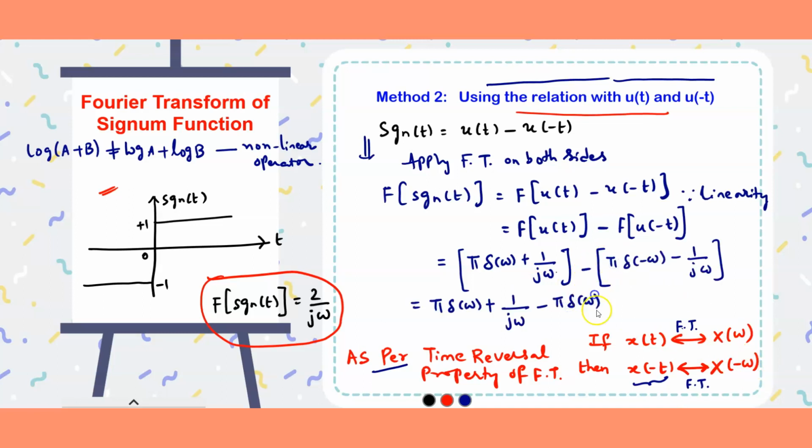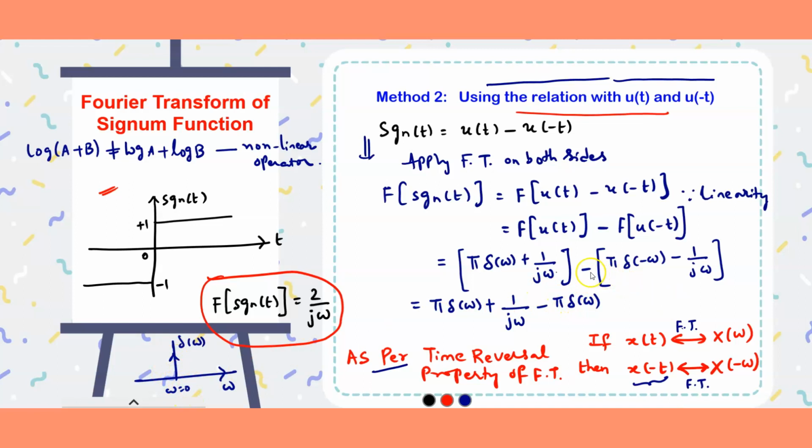See, del of omega is what? Just an arrow mark at omega equal to 0. So if you put minus omega, really nothing will change, because the del function, if you remember, is just an arrow mark here at omega equal to 0. This is the omega axis, this is del of omega. So even if I substitute minus omega, nothing is going to change really.